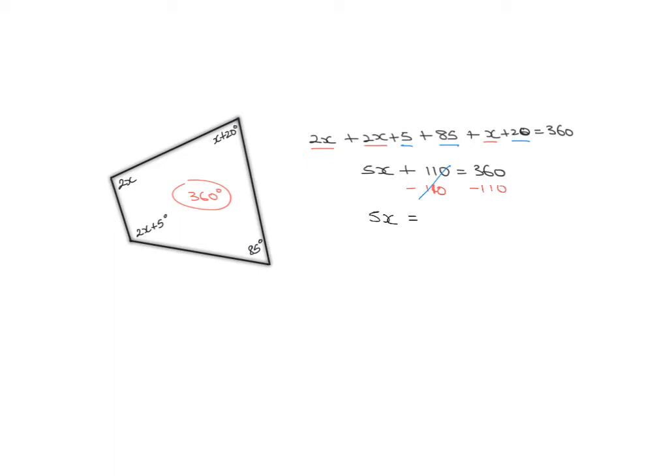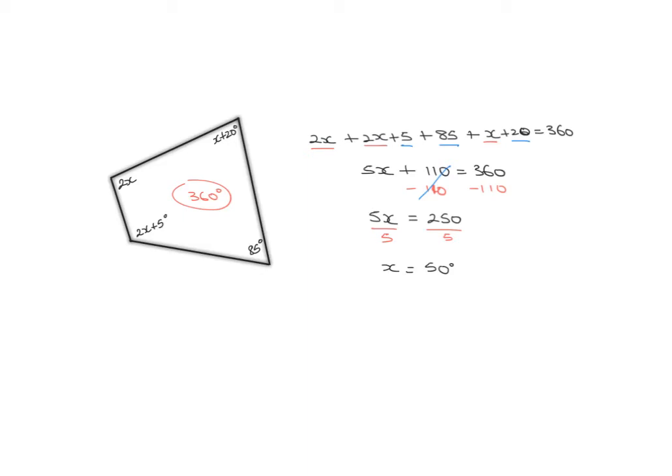These two, 110 take away 110 is gone, so that's 0. Equals 360 take away 110, which is going to be 250. And then to finish off the job, all I've got to do now is divide by 5 again to work out that x will equal 50 degrees. All right, and that's basically done.